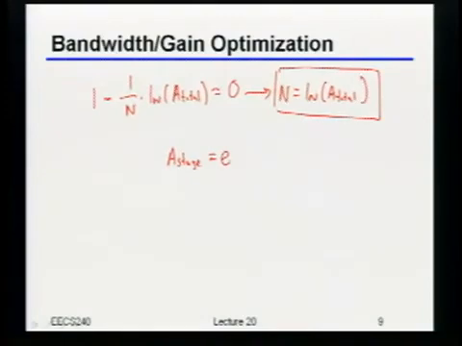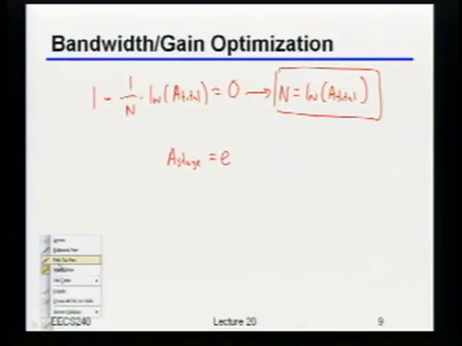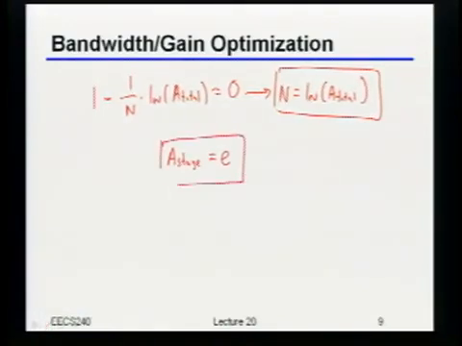Because all that this says is if my number of stages is the natural log of A total, that means the gain of each stage is E, the natural number. Okay? So that's my gain. And therefore, my bandwidth, if I just use that gain, is going to be the gain bandwidth of my stage divided by E times the natural log of the total gain.